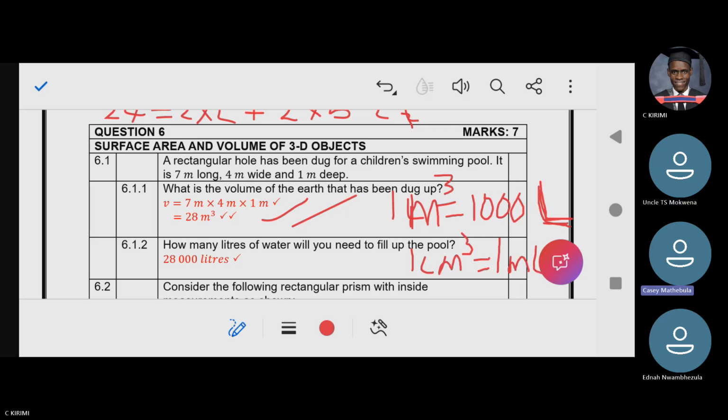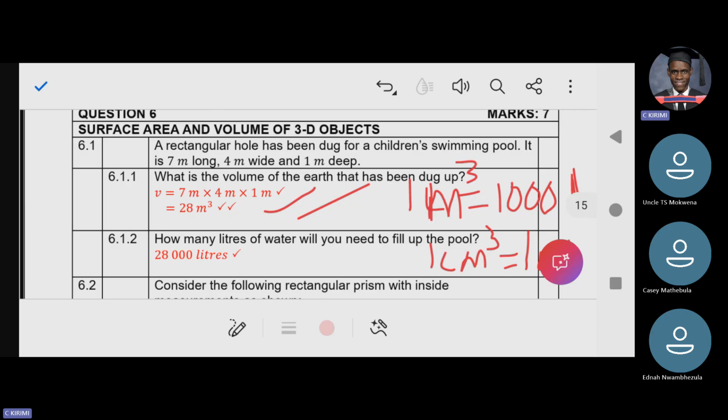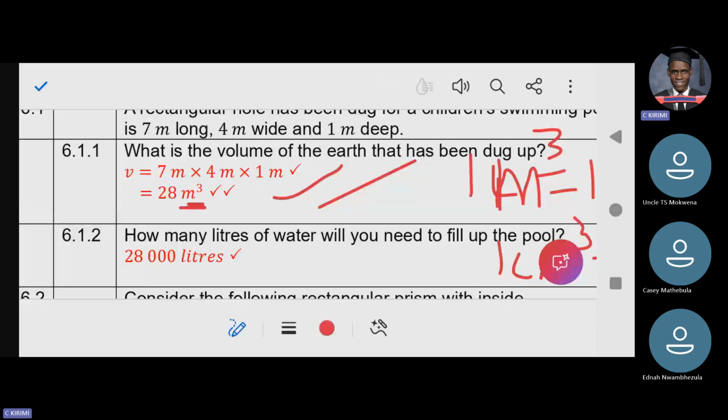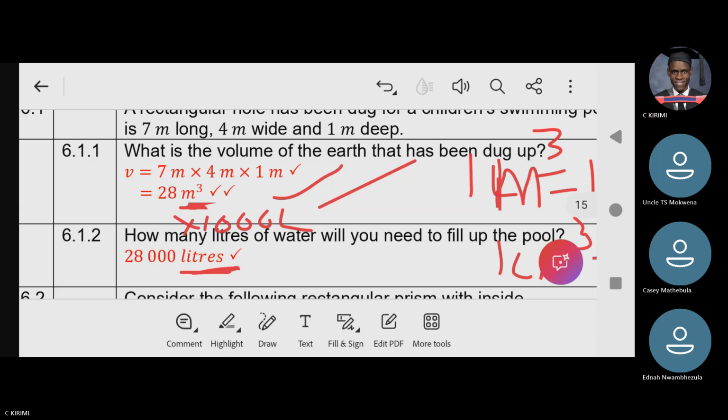The conversion is the problem. This one, you must just know it by heart. You have not converted anything, so that cubic, you are just changing. Where you are having cubic meters, you are replacing cubic meters times 1,000 liters. That's why the answer is 28,000 liters.